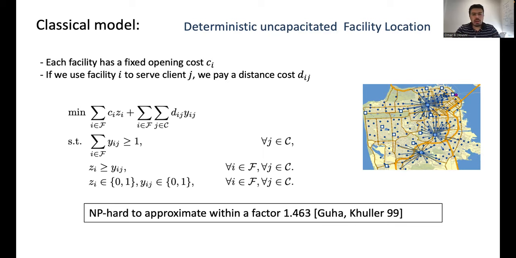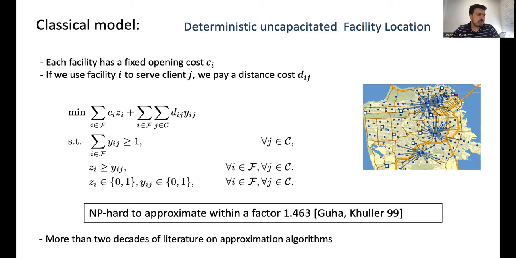I'm not going to attempt to review the literature here, but there is a huge stream of research on trying to develop approximation algorithms for the deterministic and capacitated facility location. More than two or three decades of results, starting from a logarithmic bound, until there is this work of Shmoys, Tardos, and Aardal getting the four approximation, and then improving over this constant approximation.